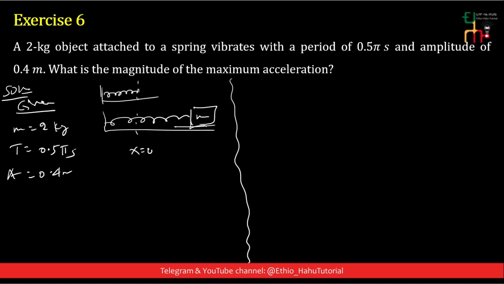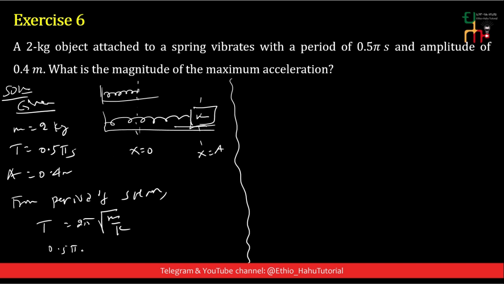This is x equals 0 and this is x equals a, and this block oscillates back and forth about the equilibrium position with amplitude 0.4 meter. Therefore, what is the magnitude of the maximum acceleration? From the period of simple harmonic motion, the period is equal to 2 pi times the square root of m over k. The period is 0.5 pi second. This is equal to 2 pi times the square root of m over k.